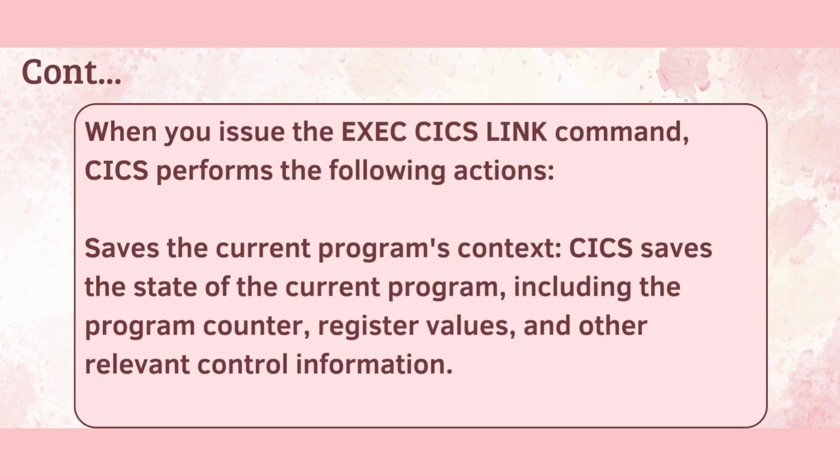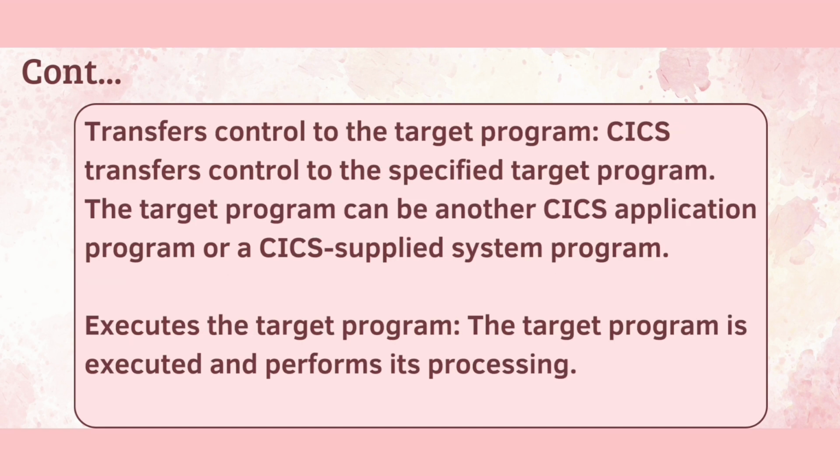When you issue the EXEC CICS LINK command, CICS performs the following actions. First is, it saves the current program's context. CICS saves the state of the current program, including the program counter, register values, and other relevant control information. Next, it transfers control to the target program. CICS transfers control to the specified target program. The target program can be another CICS application program or a CICS supplied system program.